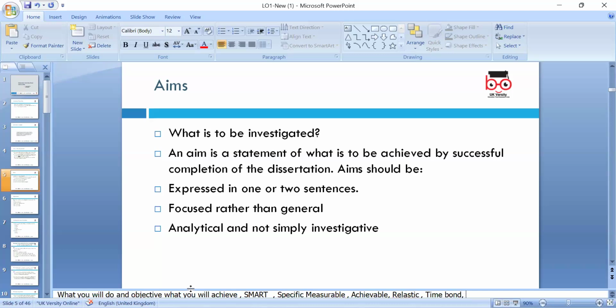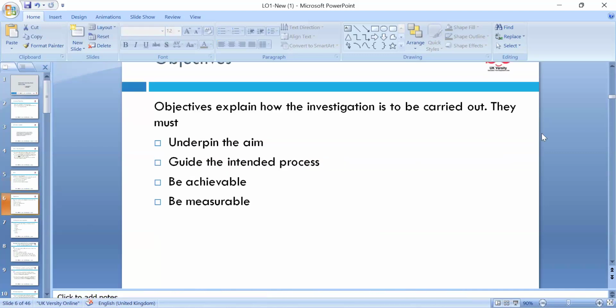An aim is a statement of what is to be achieved, such as successful completion of your dissertation, expressed in one or two sentences, and focused and analytical, not simply investigative. We will look at a few examples in a minute. Objectives explain how the investigation is to be carried out. They must underpin the aim, guide the intended process, be achievable, and be measurable.